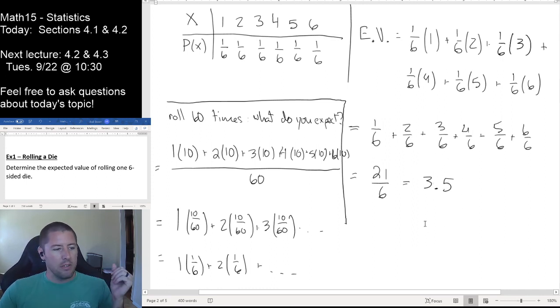If I rolled the die 1,000 times, added all the rolls, and divided by 1,000, I would expect to see my average roll value to be 3.5 or very, very close to it. The more rolls I do, the closer I expect it to get.